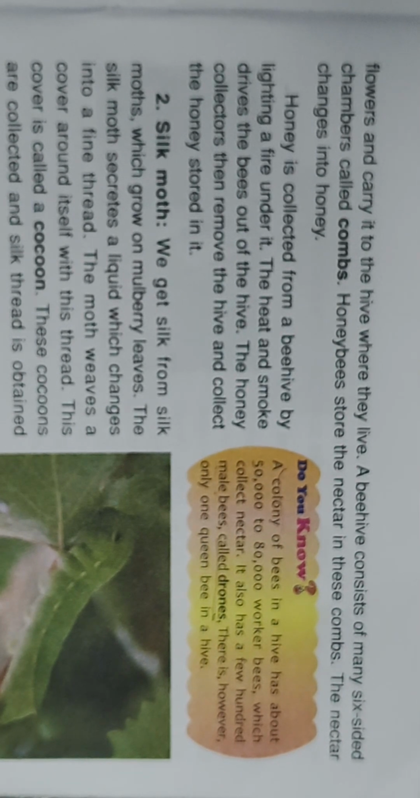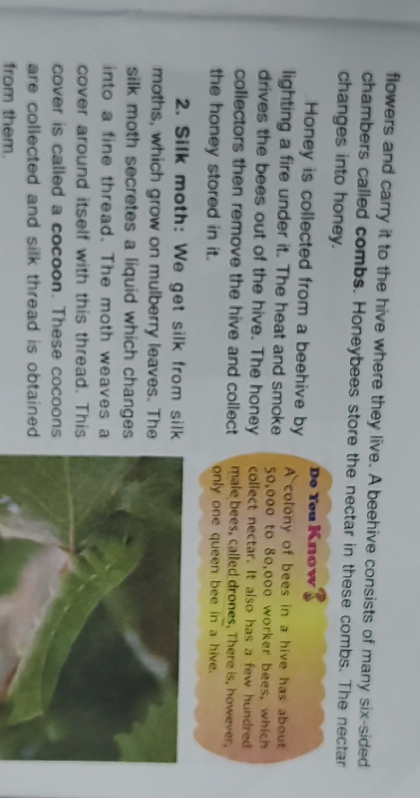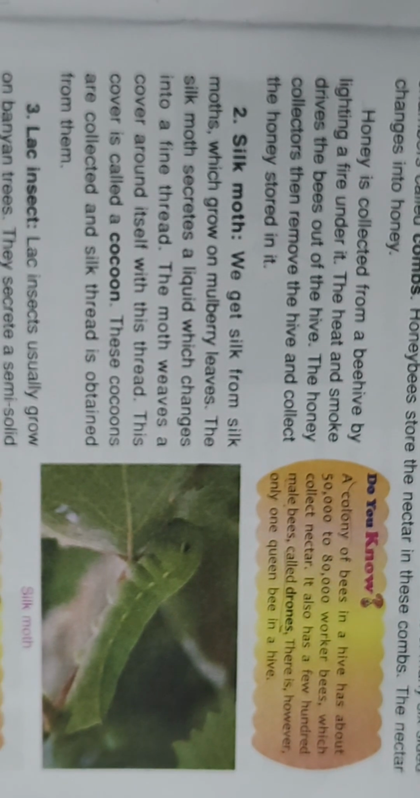A beehive consists of many six-sided chambers called combs. Honeybees store the nectar in these combs. The nectar changes into honey. Honey is collected from a beehive by lighting a fire under it. The heat and smoke drive the bees out of the hive. The honey collectors then remove the hive and collect the honey stored in it.